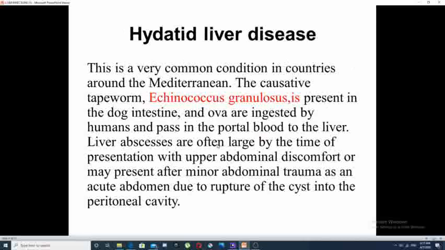Another important parasitic infestation of the liver is hydatid liver disease. This is a very common condition in countries around the Mediterranean region. Our country is one of the endemic countries for this disease. The causative tapeworm is Echinococcus granulosus, which is present in the dog intestine, and ova are ingested by humans and pass to the portal blood to the liver.